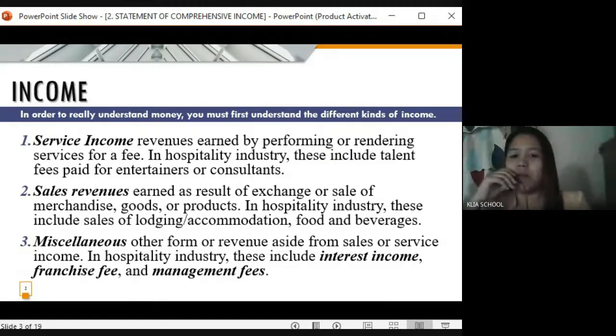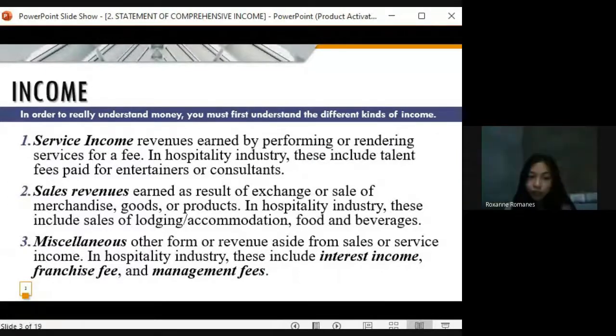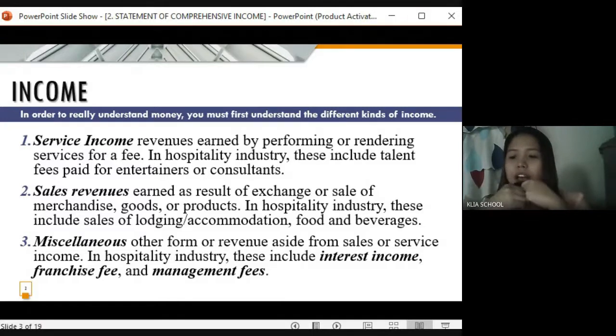And then this one is called miscellaneous. Baka mamaya nagtatanong kayo lagi, for example, in school, ano ba yung tinatawag na miscellaneous? Will you please read this one? Roxanne? Miscellaneous, other form of revenue aside from sales or service income. In hospitality industry, this includes interest income, franchise fee, and management fees. Okay, thank you. So, ito yung tinatawag na miscellaneous.